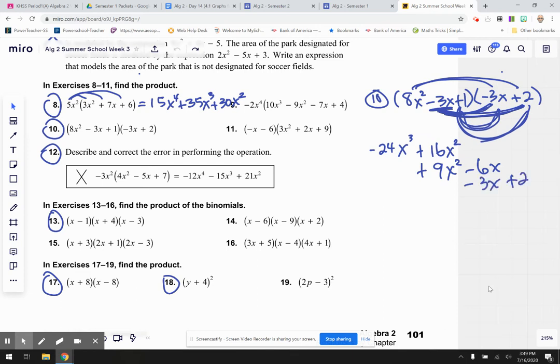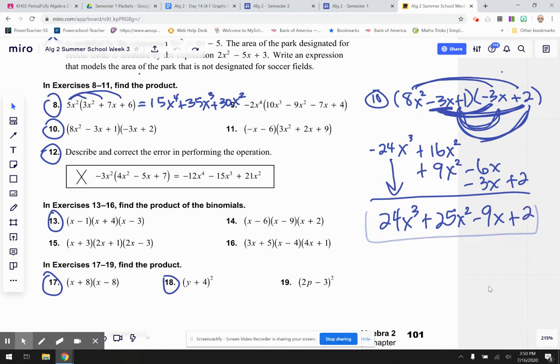But hopefully you can see my like terms here. So the -24x cubed doesn't have a like term, so you're just going to bring that down. These two together are going to make 25x squared. They're both positive. You just add 9 and 16 together, you get 25. These are both negative, so you just add them up, you get -9x, and then plus 2. That's your answer to number 10.